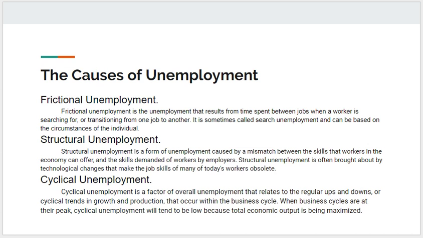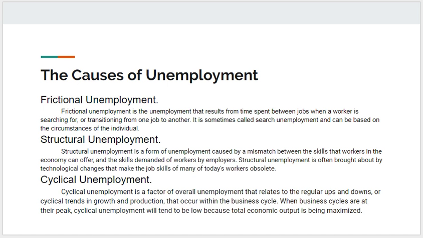And there are some causes of unemployment. First, frictional unemployment. It is the unemployment that results from the time spent between jobs when a worker is searching for or transitioning from one job to another. And then structural unemployment is a form of unemployment caused by a mismatch between the skills that workers in the economy can offer and the skills demanded of workers by employers.